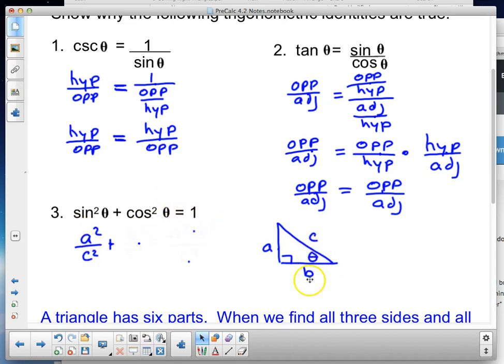Cosine squared theta is b over c, is b squared over c squared. Now, if that's going to equal 1, that same value is a squared plus b squared all over c squared. So I know a relationship that lets me do this is that a squared plus b squared is equal to c squared, because that's the Pythagorean theorem. So I can actually say that by substitution, a squared plus b squared is actually equal to c squared.